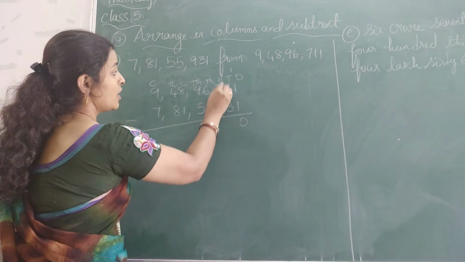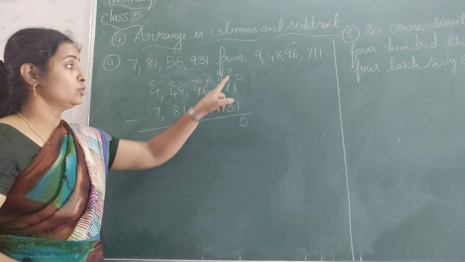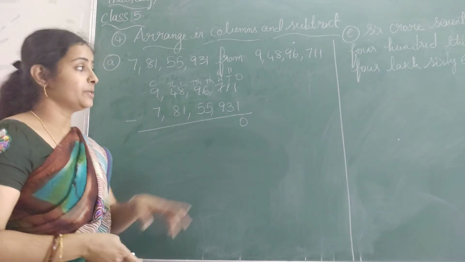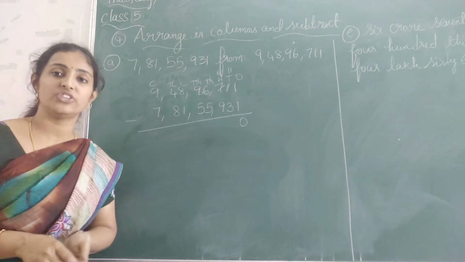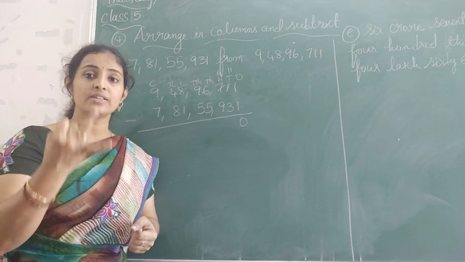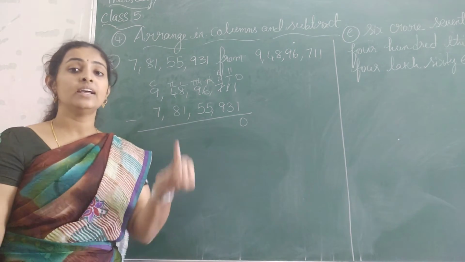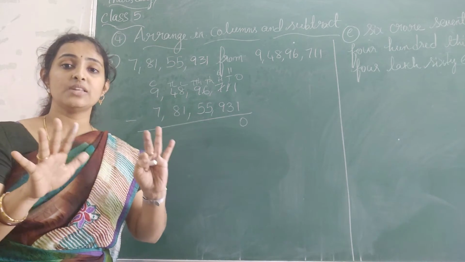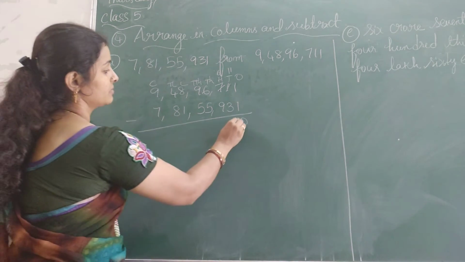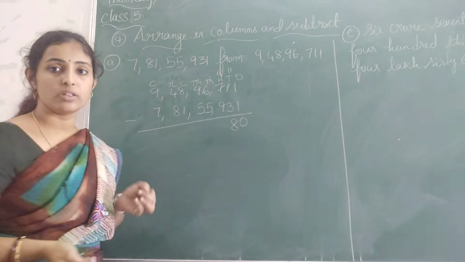So, if I am giving borrow, what will be here? 6, and here the number will be 1. So, the 1 will become 11. So, 11 minus 3 is how much? 3, 4, 5, 6, 7, 8, 9, 10, 11. How much it is? 8. Right. Now, the next one, 6 minus 9 is possible?